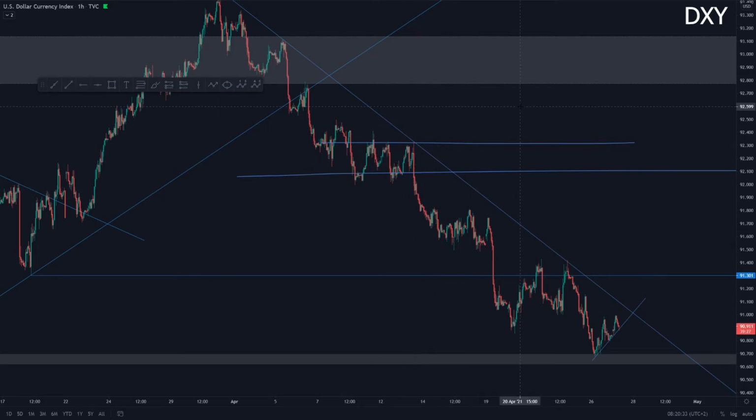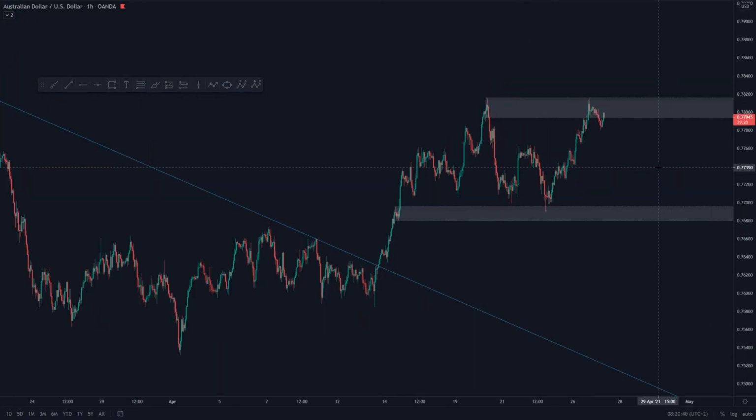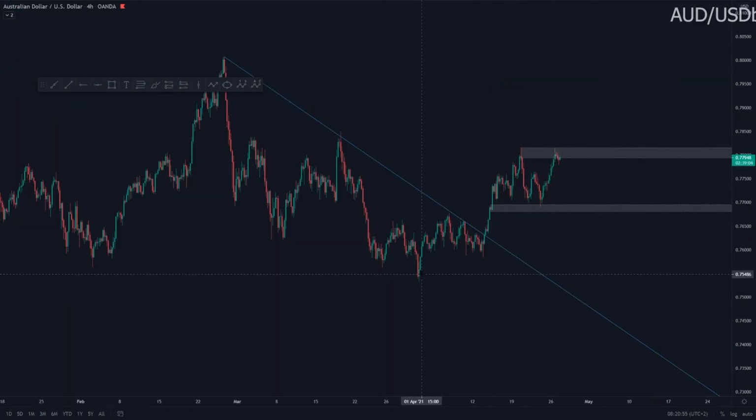So with the DXY discussed, let's head over to Aussie dollar. Aussie dollar is pretty choppy at the moment. From what we can see, we're currently situated in between these two reversal areas. All we need to do now is to break this area of resistance. So in which fashion is this going to happen?